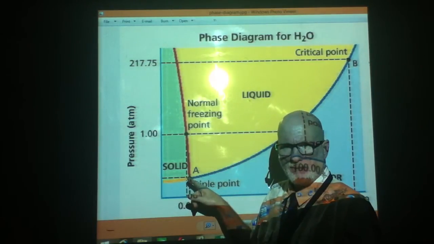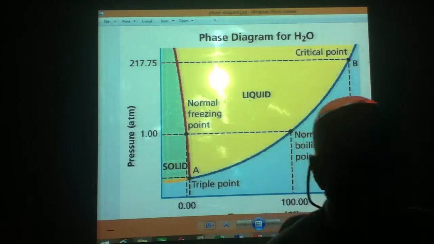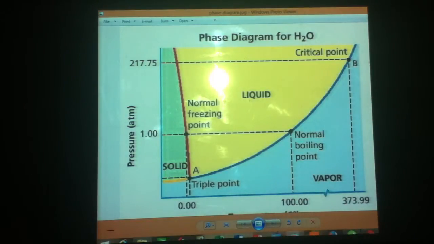Do you have your book open? It's a little clearer to see in your book. Look at phase change 3, 4. Don't fight me here. Come on.